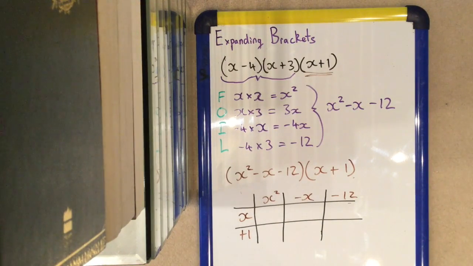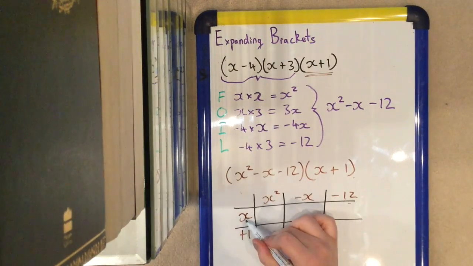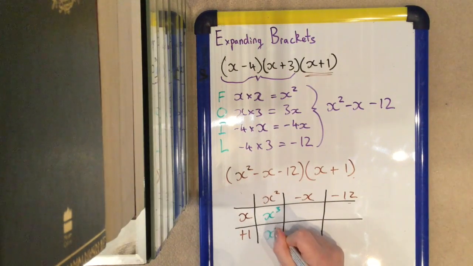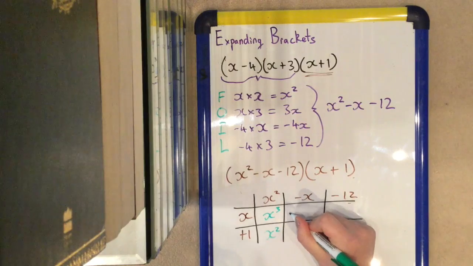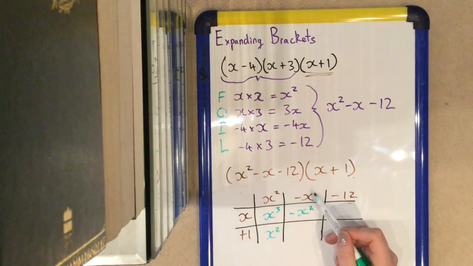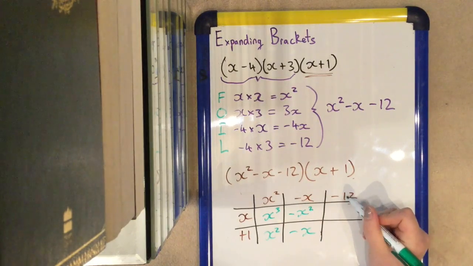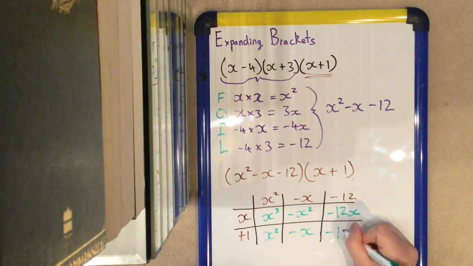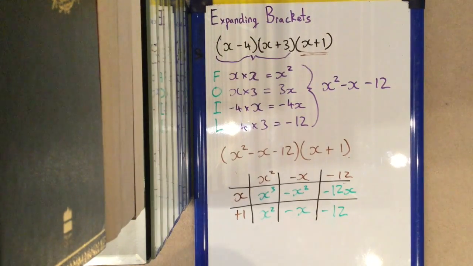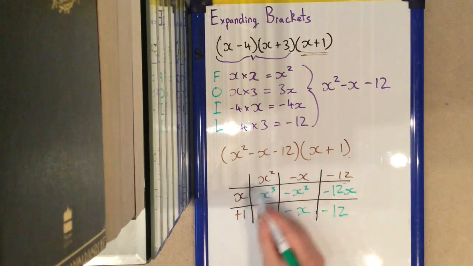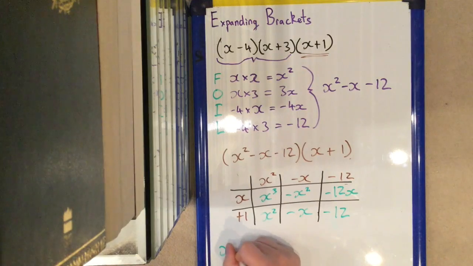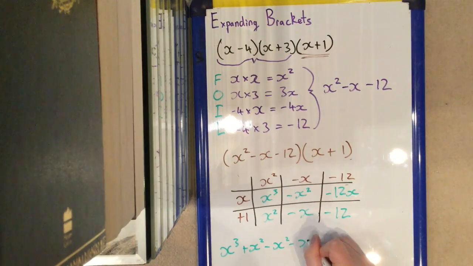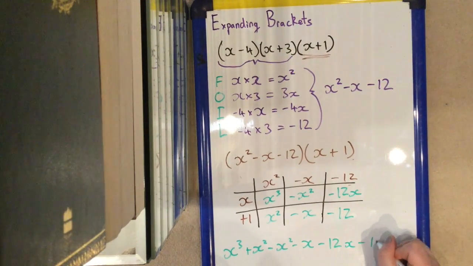And then you use this grid like a multiplication table. So x times x squared is going to be x cubed, x squared times 1, x squared, x times minus x squared, minus x times 1 minus x, minus 12 times x minus 12x, minus 12 times 1 is minus 12. Moving this up a bit so I've got a little bit more space. If I then combine everything inside this table, I get x cubed plus x squared minus x squared minus x minus 12x minus 12.